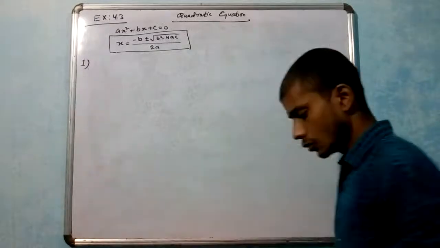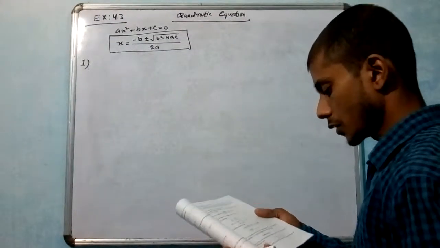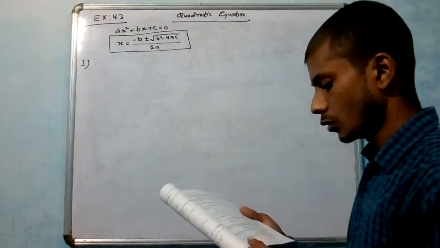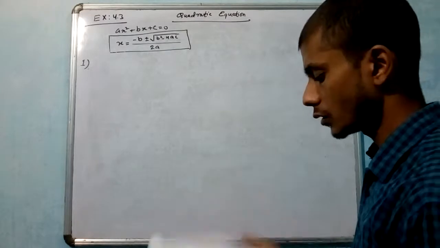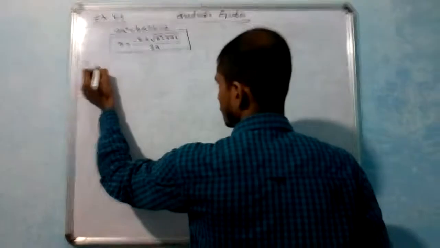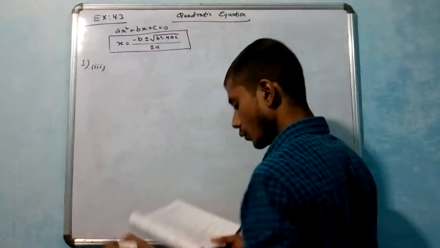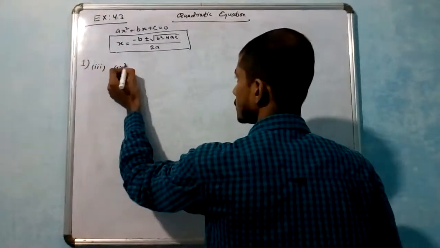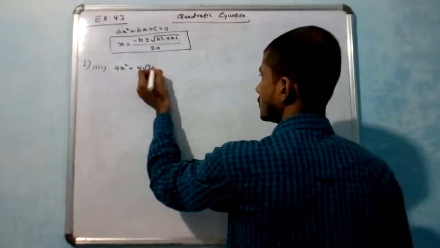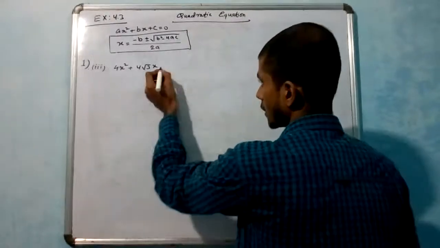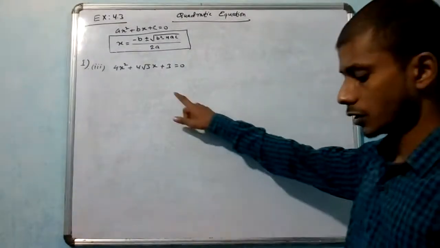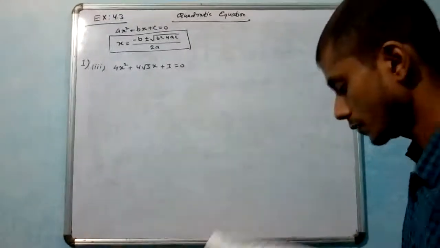In the first question what we have to do? Find the roots. The first one, second seems easy, third also, fourth also. Let us try the third one, root 1. 4x square plus 4 root 3x plus 3 is equal to 0. This is 4x square plus 4 root 3x plus 3 is equal to 0. Okay.